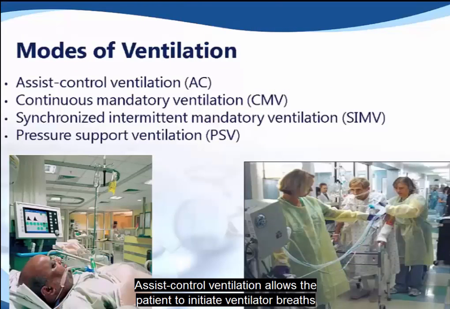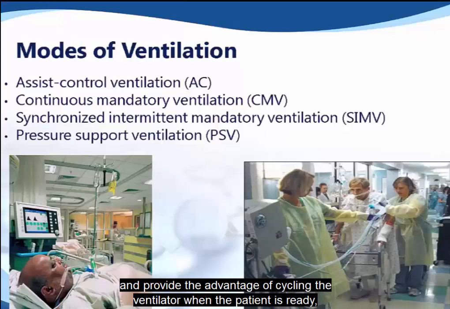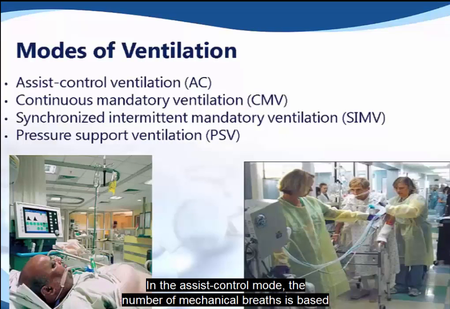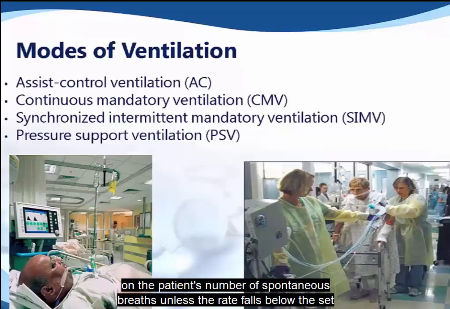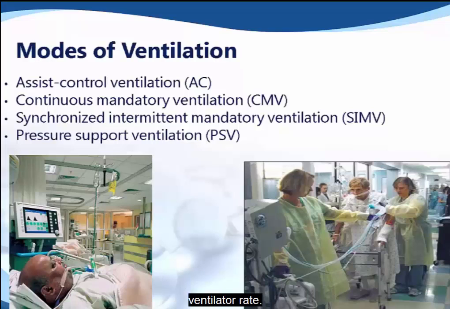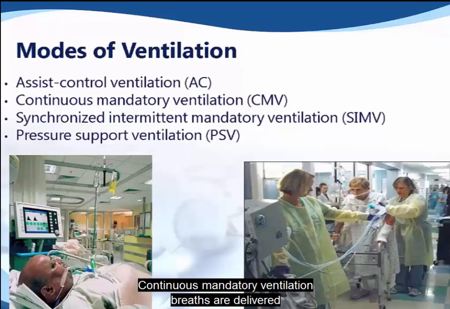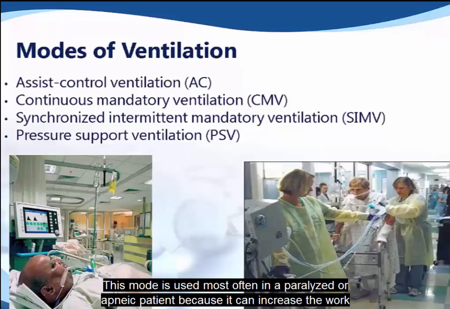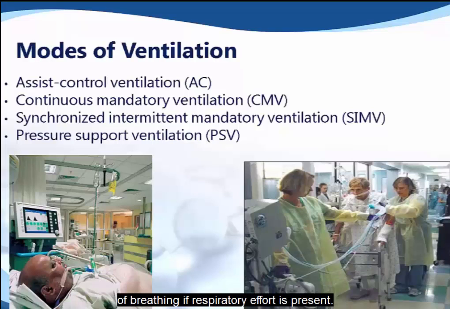Assist control ventilation allows the patient to initiate ventilator breaths and provides the advantage of cycling the ventilator when the patient is ready, lessening the need to suppress the patient's own drive to breathe. In the assist control mode, the number of mechanical breaths is based on the patient's number of spontaneous breaths unless the rate falls below the set ventilator rate. With continuous mandatory ventilation, breaths are delivered at preset intervals regardless of patient effort. This mode is used most often in a paralyzed or apneic patient because it can increase the work of breathing if respiratory effort is present.